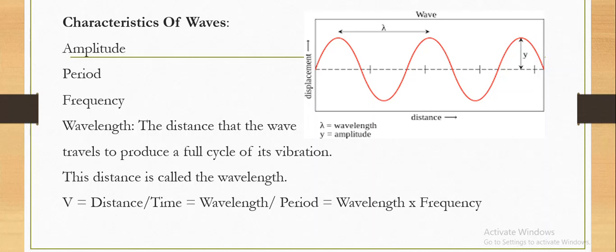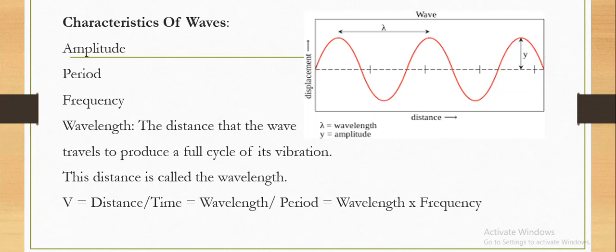Third one is the wave frequency. Wave frequency is the number of waves that pass a fixed point in a given amount of time. The SI unit for wave frequency is the Hertz, where 1 Hertz equals 1 wave passing a fixed point in 1 second. A higher frequency wave has more energy than a lower frequency wave that has the same amplitude.